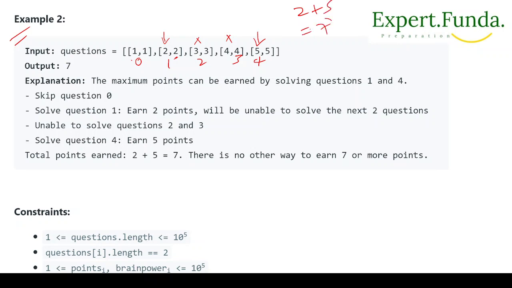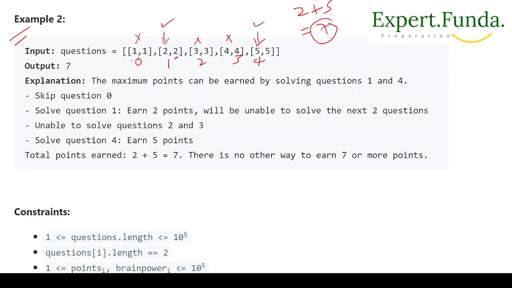So this is the highest point, the maximum point he can earn by solving this question and skipping the questions. So he is skipping question 0, because it is smaller. And just for understanding, he has skipped this question, he has not solved this one. And after solving this one, he has to skip 2, and at index number 4, he will get another one. So he got a maximum of 5, so he will add the previous one from here, and he will get 7.